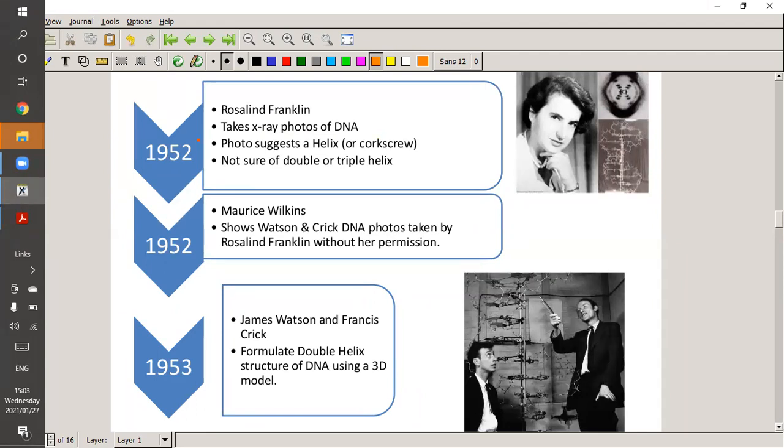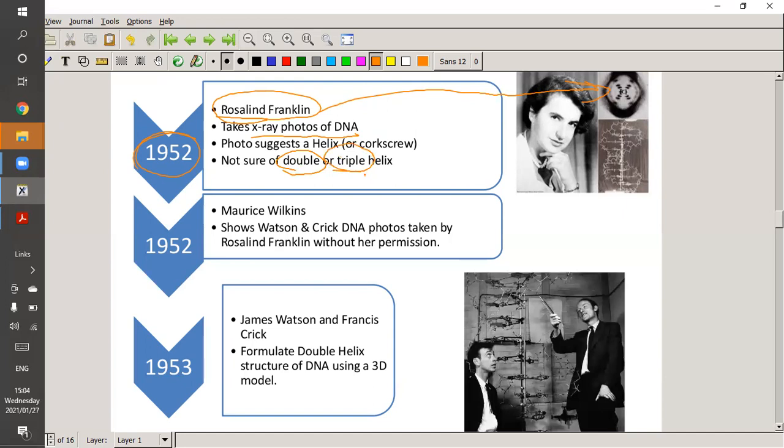And so in 1952, Rosalind Franklin, who was working with X-ray photos of DNA, took X-ray photos of DNA, and there's one. She actually got a photo of DNA, and it looks like a corkscrew from the top. And so now she said, that's a helix. The only thing she didn't know was whether it was a double or a triple helix.